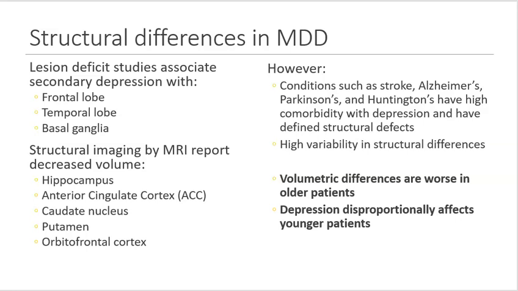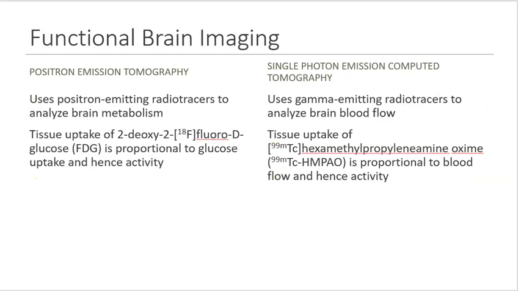So in younger patients with MDD, you don't tend to see as big of a difference in these structural areas from a healthy patient. But as you get older, these differences get bigger. Which is interesting because depression does affect younger patients more than older patients. So that might be something that's going on. Then if we look at functional brain imaging, there's positron emission tomography.